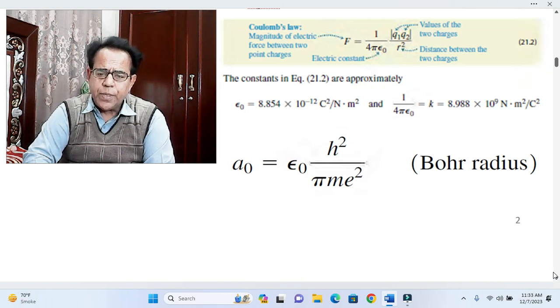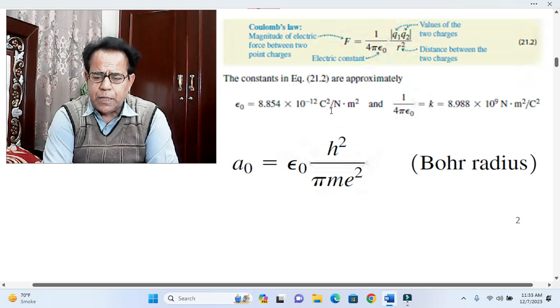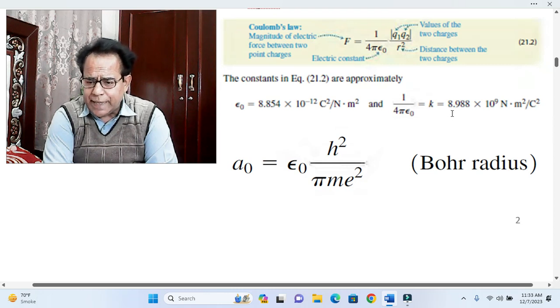The constants in equation number 21.2 are approximately epsilon naught is equal to 8.854 into 10 raised to the power minus 12 coulomb square per newton meter square. We will use this value of epsilon naught. And dear students, the combined value of 1 over 4 pi epsilon naught, which is denoted by k, is also given as 8.988 into 10 raised to the power 9 newton meter square per coulomb square.